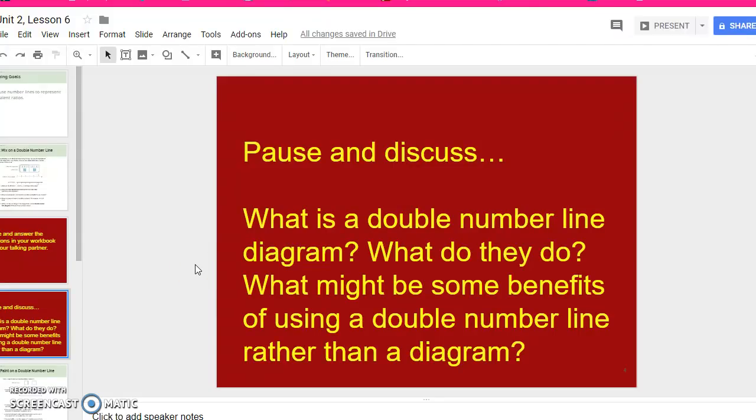Alright, so I have a couple questions for you to discuss real quick with your talking partner. So you're going to pause the video and talk with your talking partner. You don't need to write this anywhere. I just want you to talk about it. What is a double number line diagram? What do they do? What might be some benefits of using a double number line rather than a regular diagram?